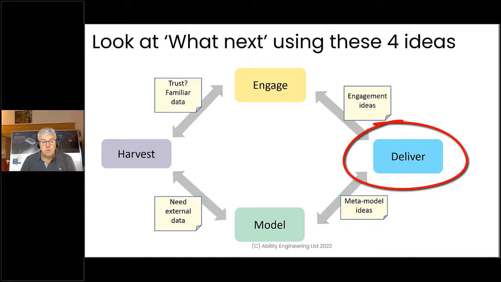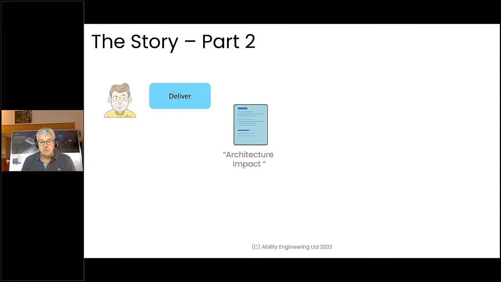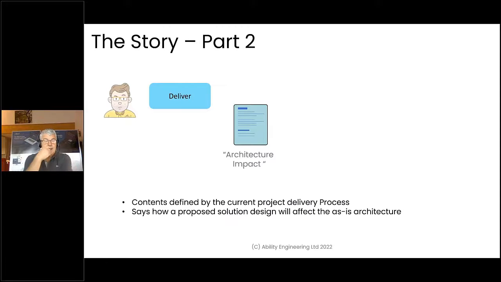Let's look at what these guys tried to deliver. It was this architecture impact thing. It was fairly easy to define what was in it. So that was the good part. And that's the good thing about documents that you have to deliver.